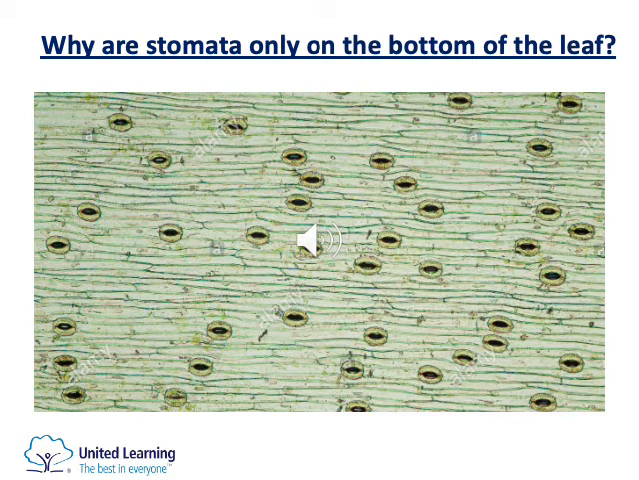Okay, so the answer is, if you have them on the bottom of the leaf, in warm weather, it minimises loss of water. That is it. If you have holes on top of the leaf, the sun is beating down on it, and it's warm, evaporation will take place and the gaseous water will shoot out of the top of the leaf. But on the bottom, it's harder.